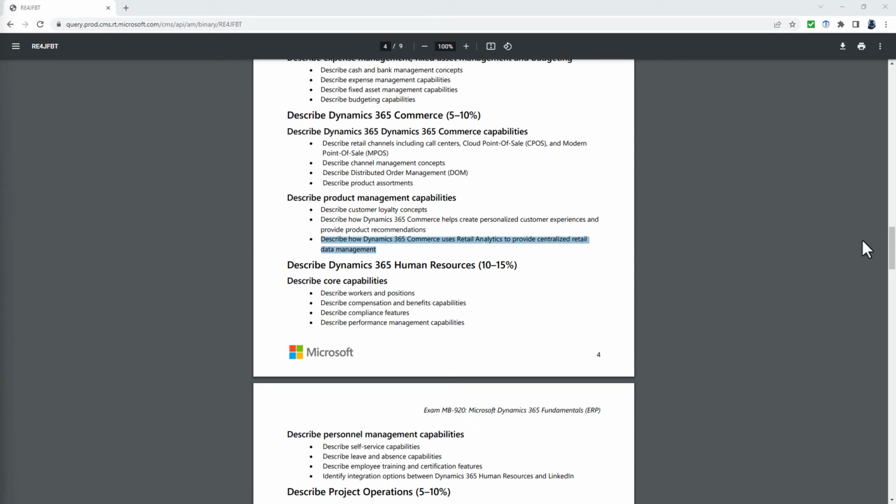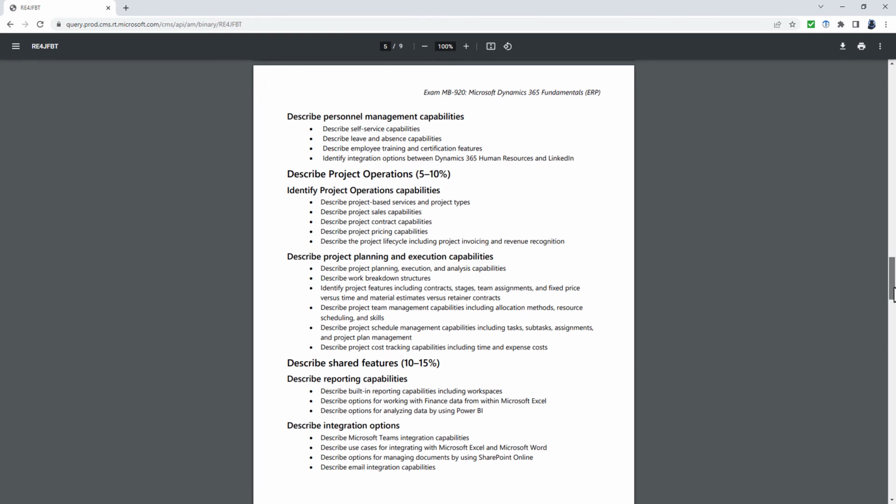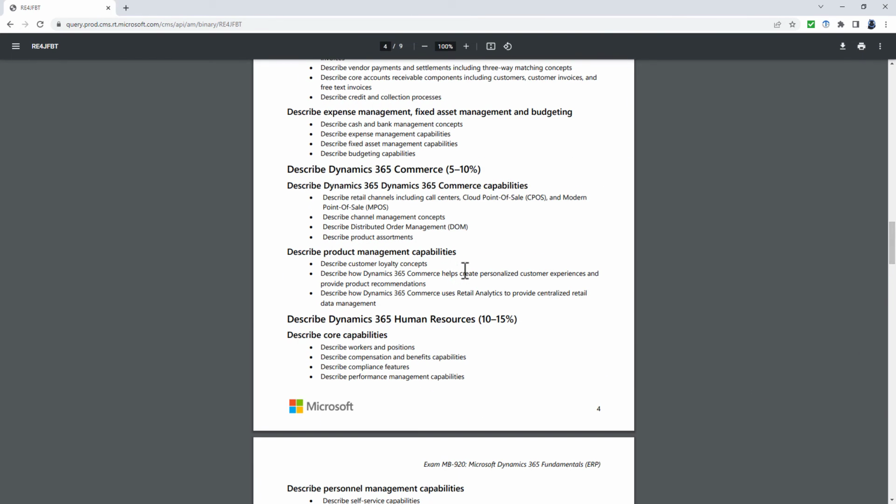Then there's one final change. So Human Resources is unchanged and Project Operations is unchanged, but there's one final bullet point right at the end in the Describe Integration options, and that is describe Microsoft Dataverse integration capabilities. So Microsoft Dataverse is the online database which is behind not just Dynamics 365, but also model-driven Power Apps as well. So the main changes are in Dynamics 365 Commerce.